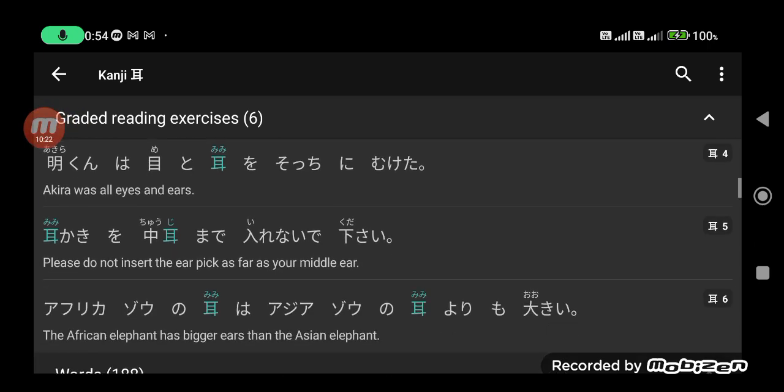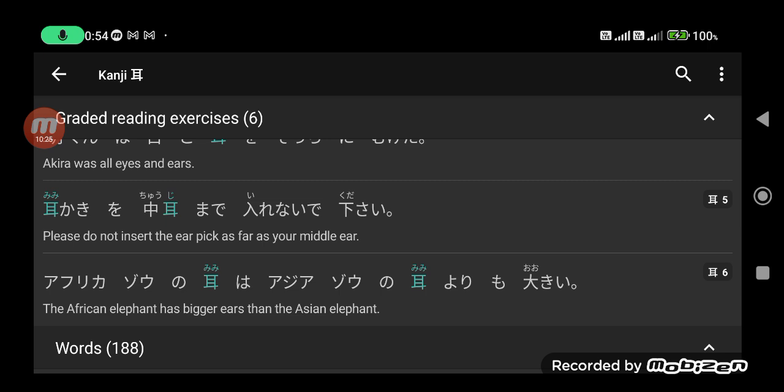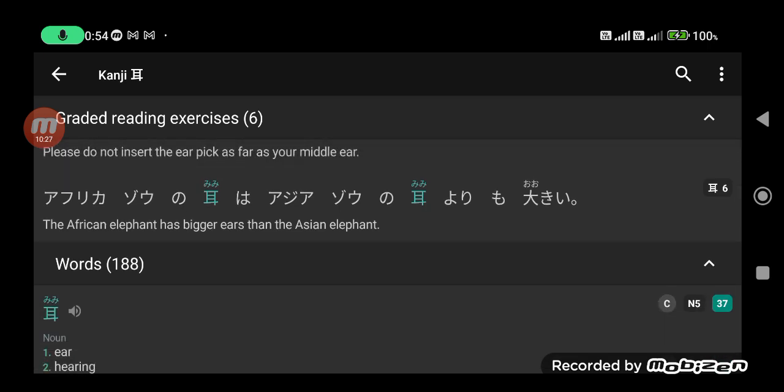Okay. So for other sentences, minasan, please just screenshot those so that we can save time. Here we have: The African elephant has bigger ears than the Asian elephant. Africa zo is African elephant. Africa zo no mimi wa Ajia zo no mimi yori mo oki. Ajia is Asia.